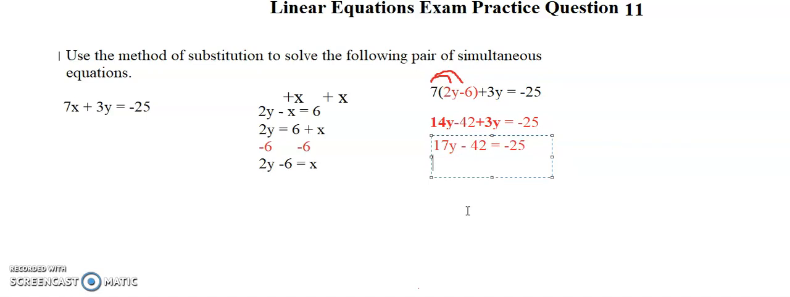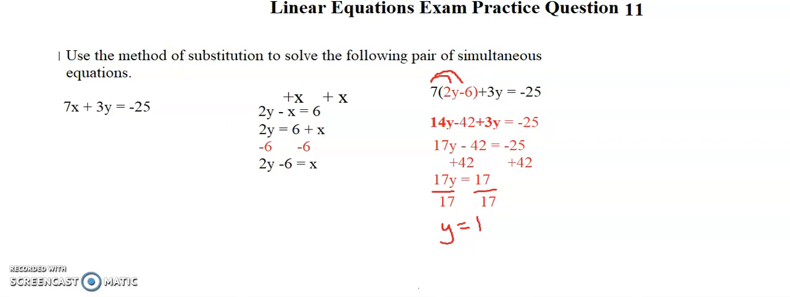The next step I can look at is thinking about how I would like to get the constants to be on one side. So to do that, I'm going to add 42 to both sides. That leaves me with 17y, and negative 25 plus 42 is 17. Now I need to get y by itself, so I have to divide both sides by 17 because it's the opposite of times. That leaves me with just y equals 1.